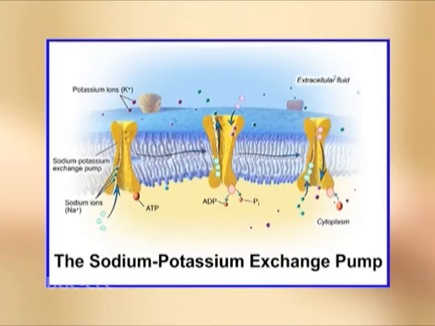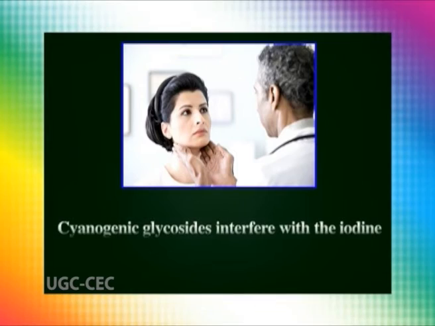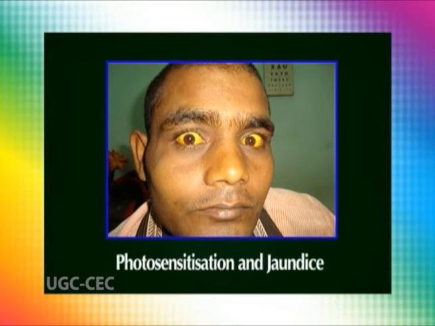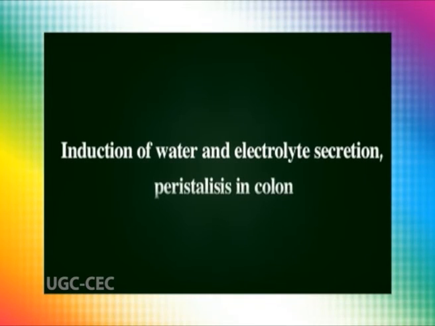Now, the clinical properties of these glycosides include: they inhibit sodium-potassium ATPase pumps in cell membranes. These pumps are critical for the functioning of the cardiac cells. Therefore, these compounds result in increased contractility and reduced heart rate. Cyanogenic glycosides interfere with iodine utilization and result in hypothyroidism. Some saponins induce photosensitization and jaundice. Anthraquinone glycosides help in induction of water and electrolyte excretion as well as peristalsis in the colon.